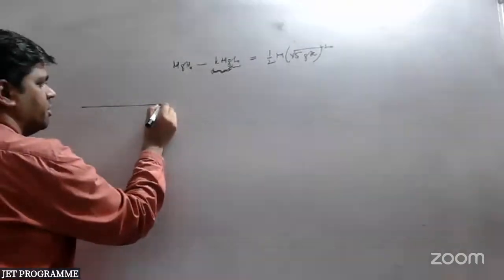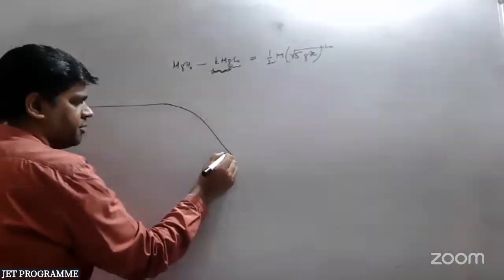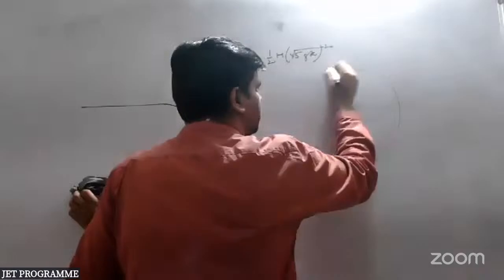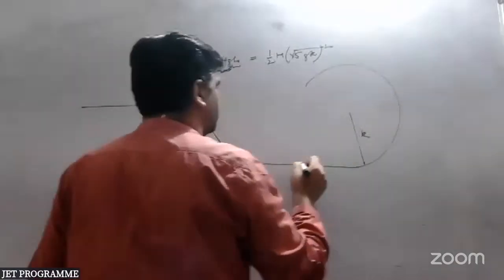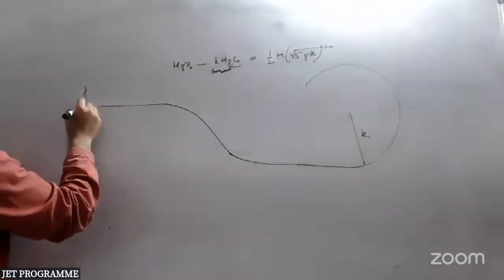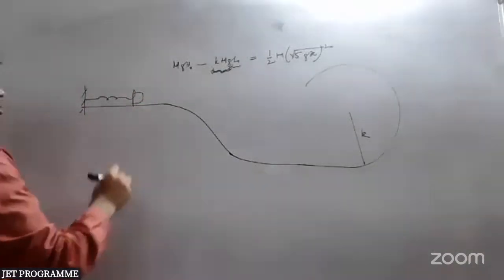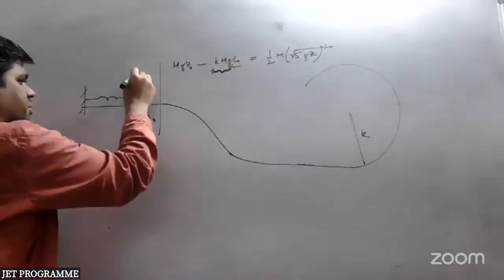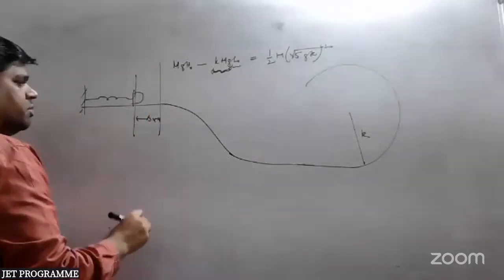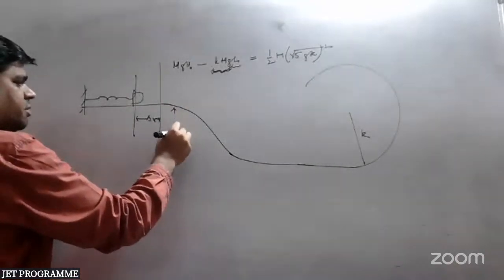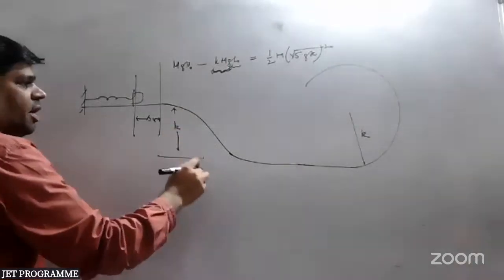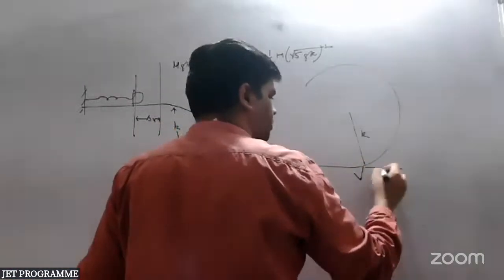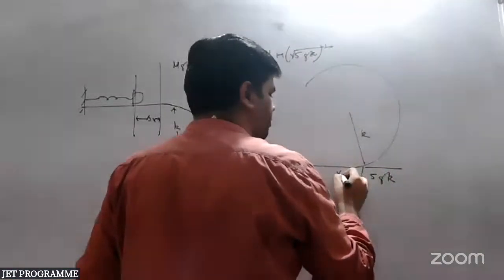Let's say I've got a plateau here and then a hill. Downward slope, valley. I've got a spring here. So there's a block. I compress it by delta x from equilibrium position. And this height is, let's say, r. I have to determine delta x such that it should loop the loop. For it to loop the loop, my velocity over here should be root 5gr.